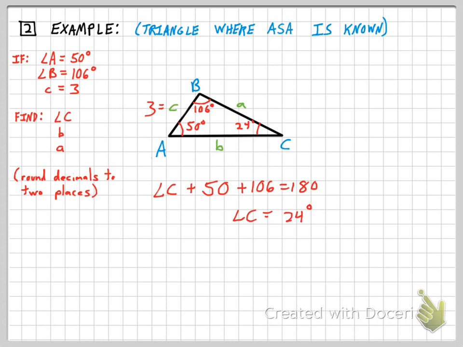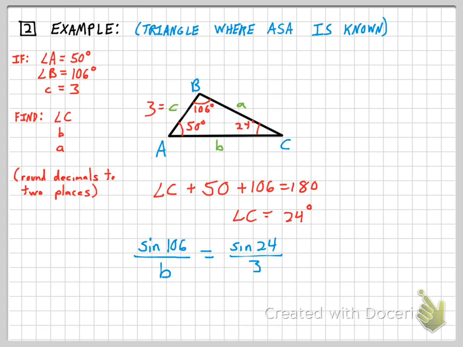Alright, finding b. Let me do this in a different color. The length b, notice, is across from angle B, which I know. And then I also know another angle-side pair, that being side c and angle C. So here's what I'm going to do. I'm going to set up the law of sines. I know that the sine of angle B, which is 106, divided by the side across from it, which is unknown, has to be the same as the sine of angle C, which is 24, divided by the side across from it, which is 3. So again, I have a proportion where I know 3 of the 4 things, and I should be able to solve that.